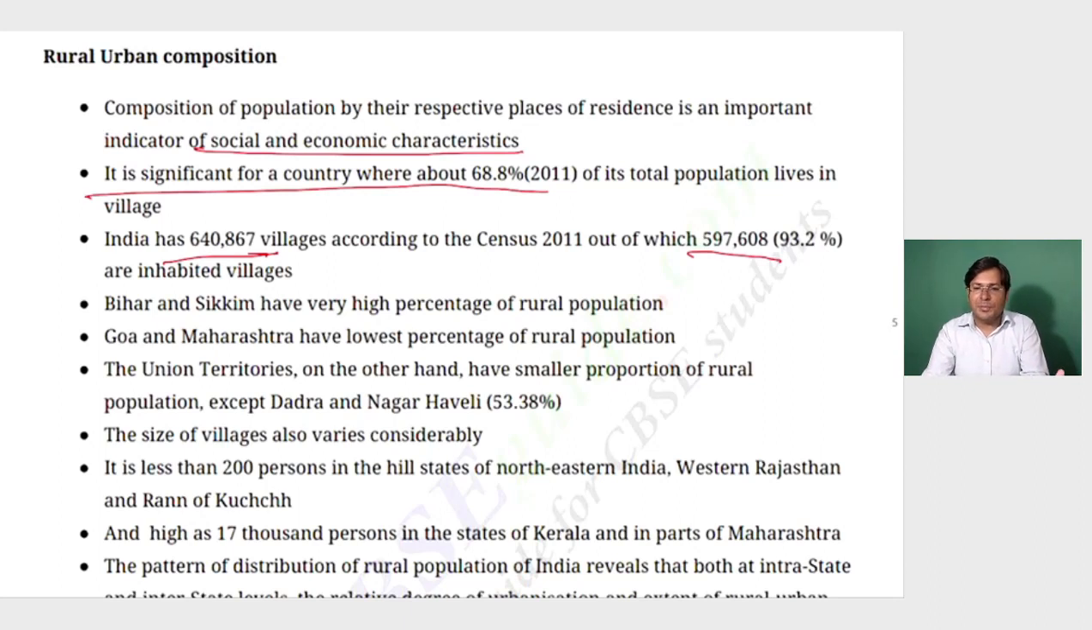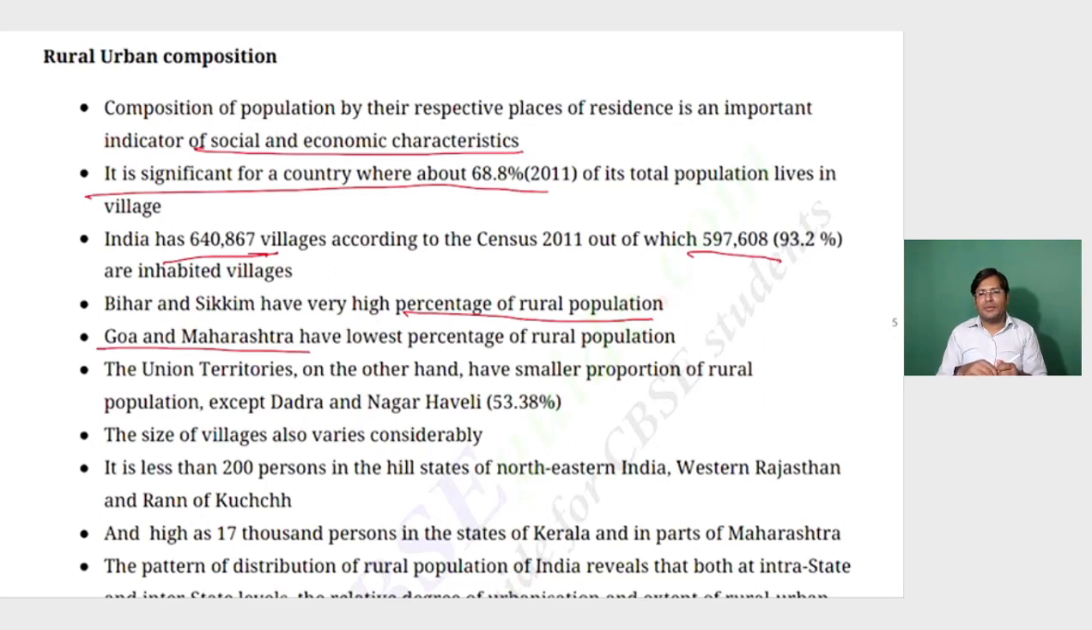Some states like Bihar and Sikkim have a very high percentage of rural population compared to the other states, and states like Goa and Maharashtra have a very low percentage of rural population. So Bihar and Sikkim have a high percentage, and Goa and Maharashtra are the two states which have a low percentage.